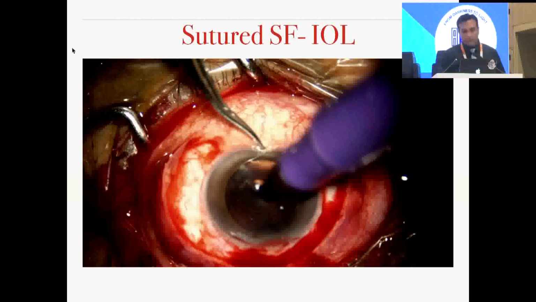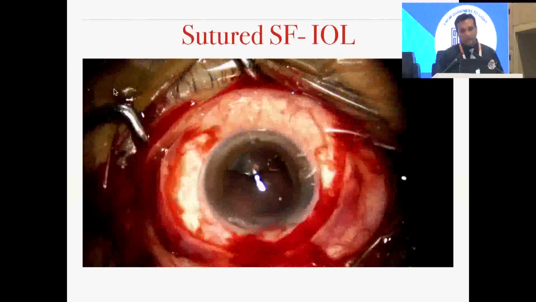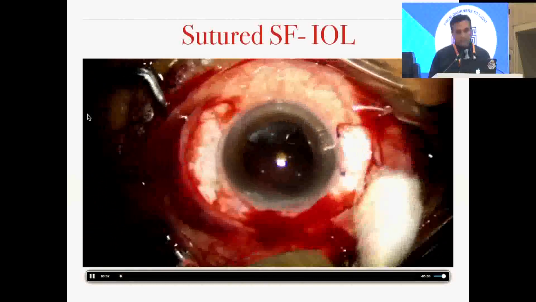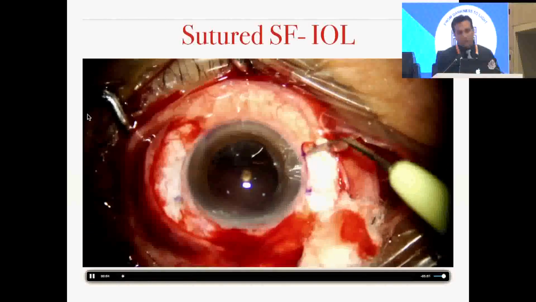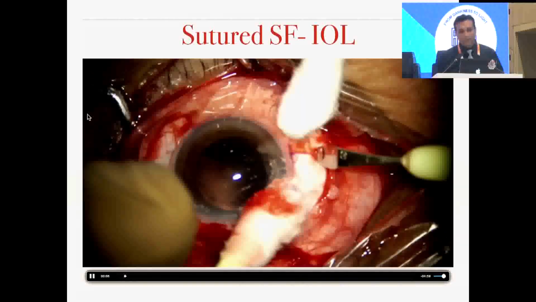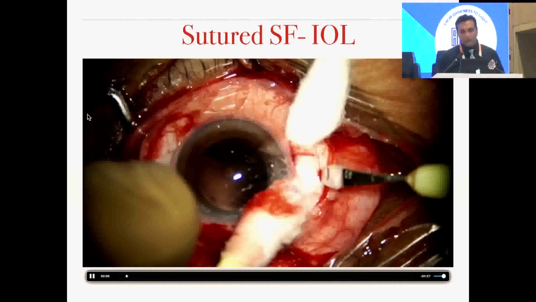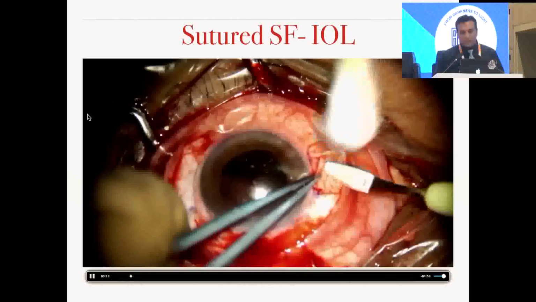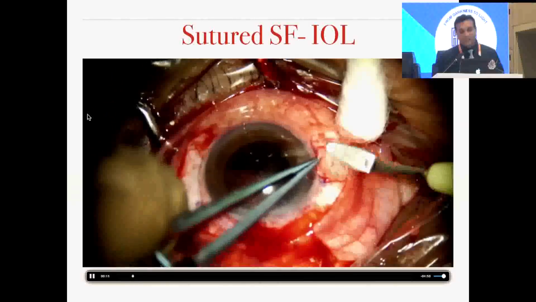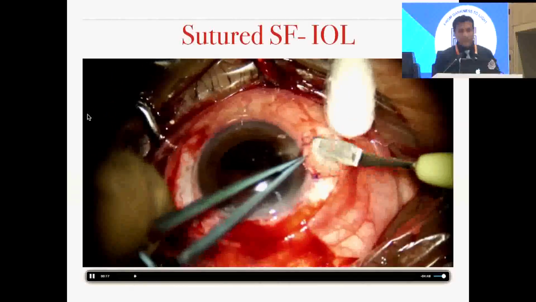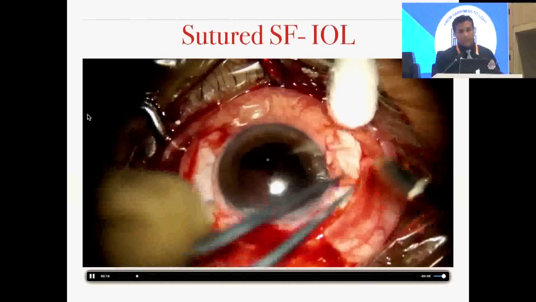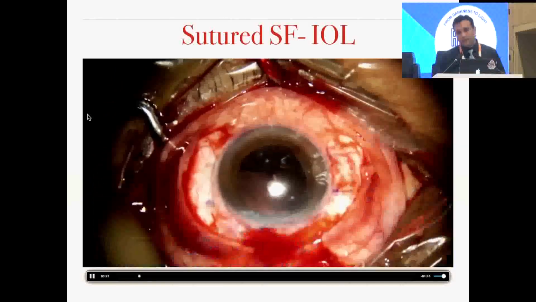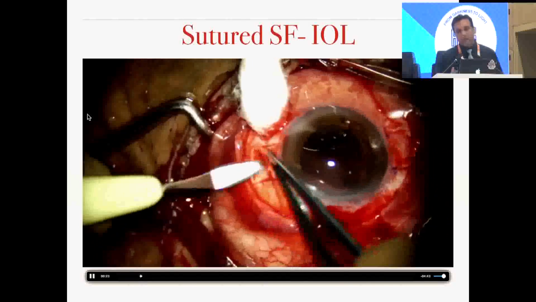This is a very old video, a 20 gauge port vitrectomy system, and just a basic video of how to do a sutured SFIOL with excellent results. Although these are old techniques which we do not do frequently nowadays, they still have a place in many conditions. You make two partial thickness scleral flaps with a crescent knife 180 degrees apart.